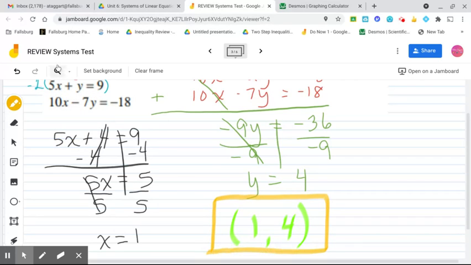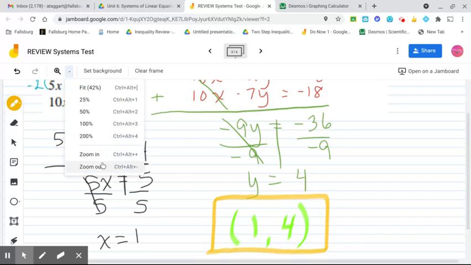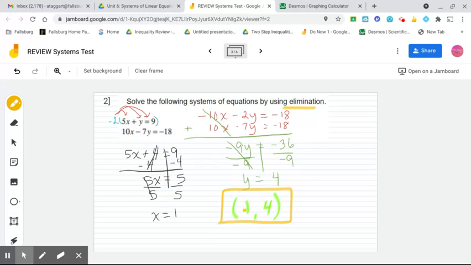And again, you can always go back and check if this is right by plugging in a 1 for x and a 4 for y into both of these equations to make sure that it is true. Now, you don't have to show that work, but you can quickly type it in your calculator just to make sure.